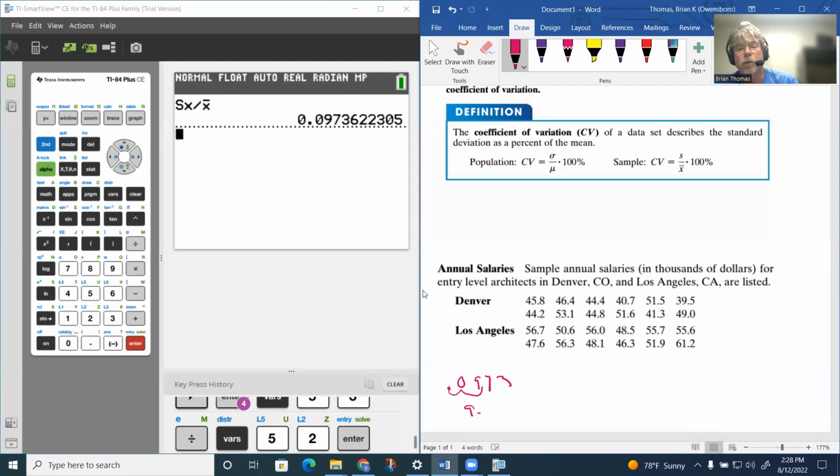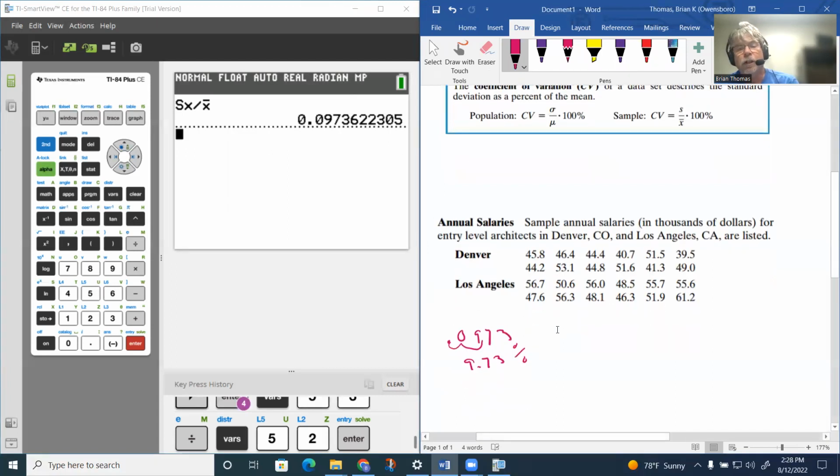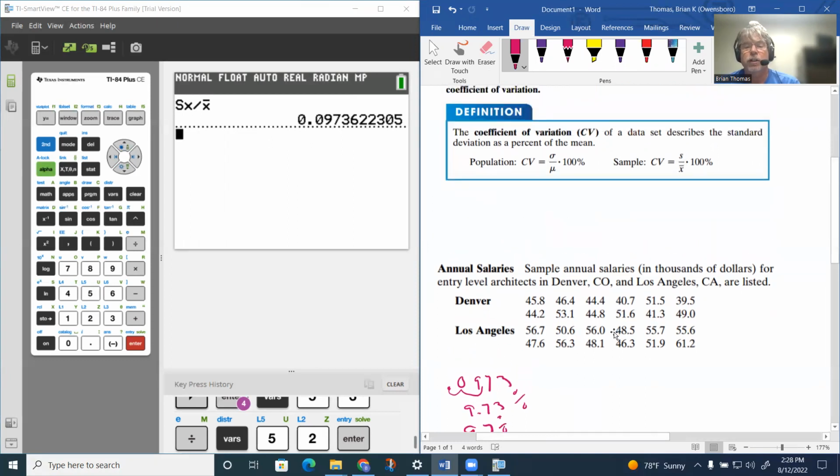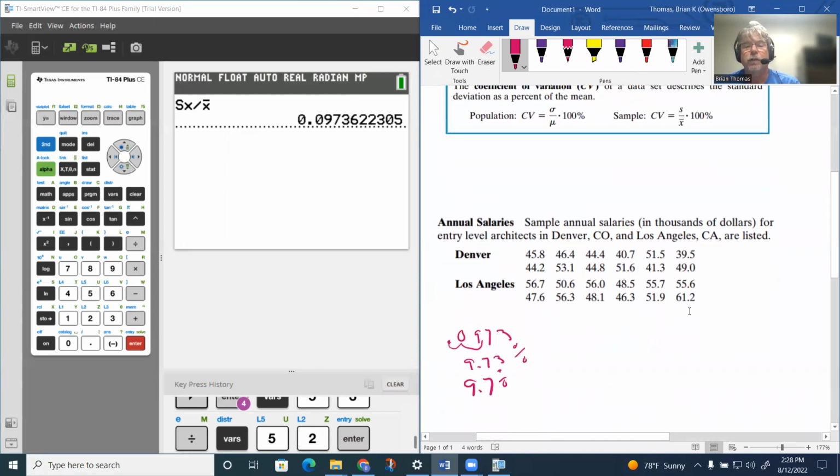Now remember, I'm going to be moving the decimal 2 places to the right, so it's going to be 9.73%. So I've got to decide now, is 9.73% going to stay as 9.7 or is it going to round up to 9.8? Well, since there's a 3 there, that means just keep it as 9.7%. That's going to be the coefficient of variation for Denver. So I'm going to put a little D up here for Denver.